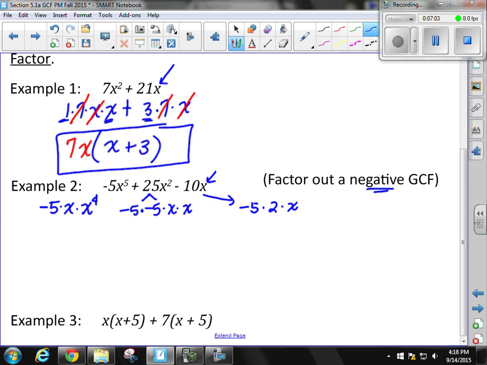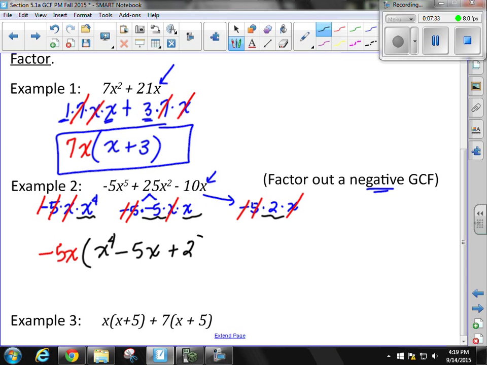I look at what they have in common. And I was told to factor out the negative, so I have to take out one negative sign from each of them. I have to take out one 5 from each term. And I have to take out the 1x that we said they had in common earlier. And then in parentheses, I'm going to put what's left. First term, I have just x to the 4th. Second term, I have negative 5x. And the third term, I have a positive 2, so plus 2. And remember, you can always multiply these back out to check your factoring.